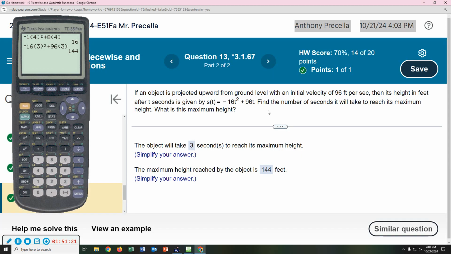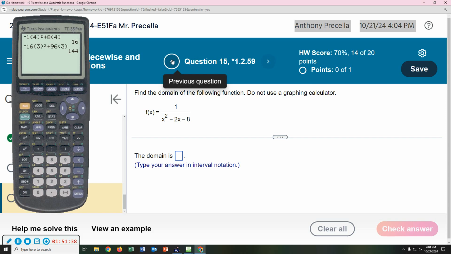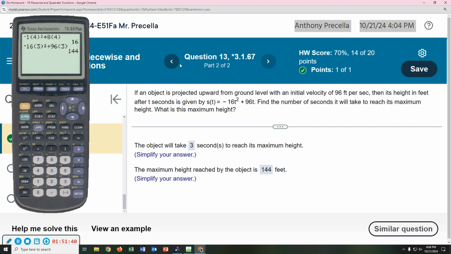Then once you get to number 14, there are 2 problems dealing with reviewing how to find domain, where you can't let the denominator be zero. Remember this problem from last time. Okay, so any questions on this? So for quadratic functions, minus b over 2a gets you the vertex of the parabola.